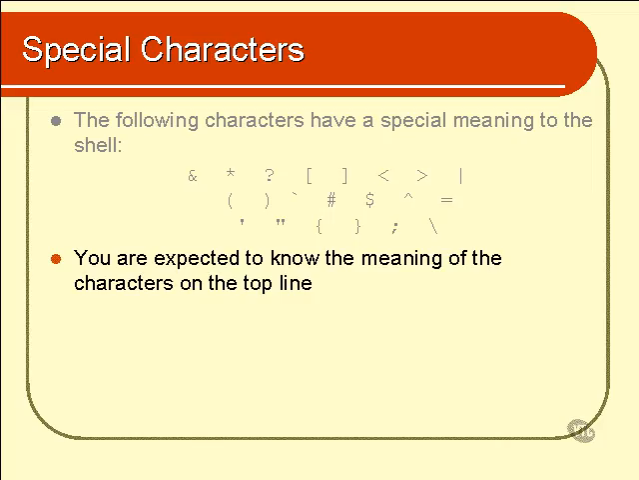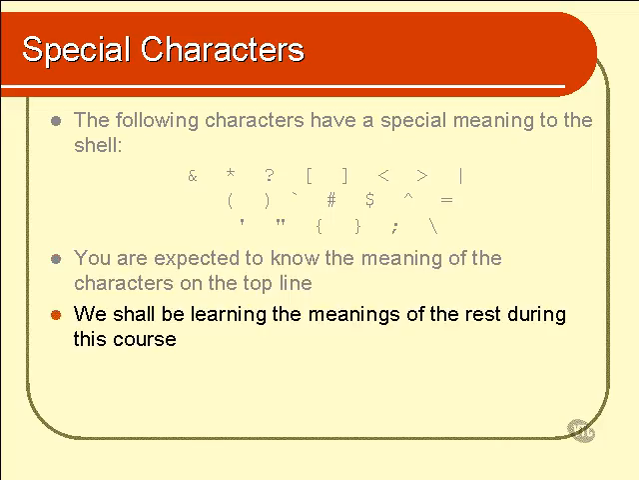Then the next two, the less than sign and the greater than sign, they're used to redirect standard input and standard output to and from a program. And the last one on the top line is what we call the pipe symbol or the vertical bar symbol, which is used to pipe output from one command to the input of another, as we saw in the last module.